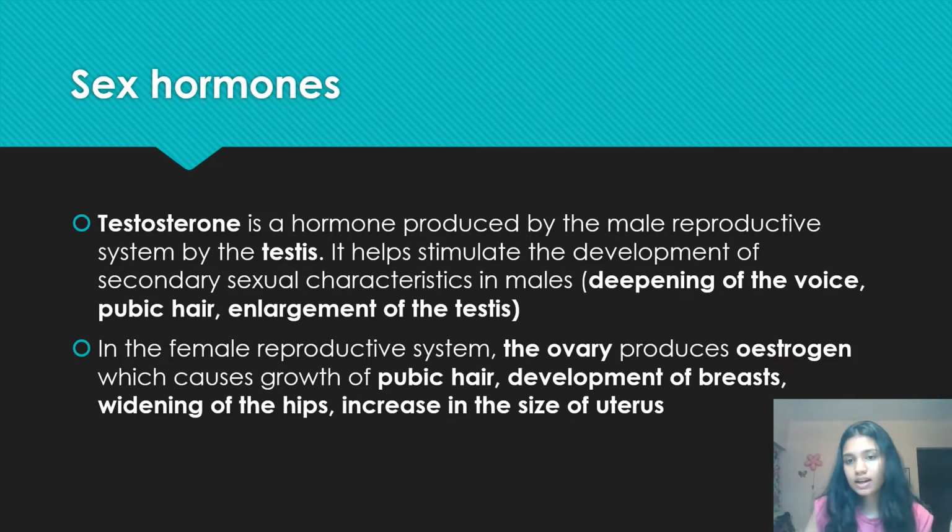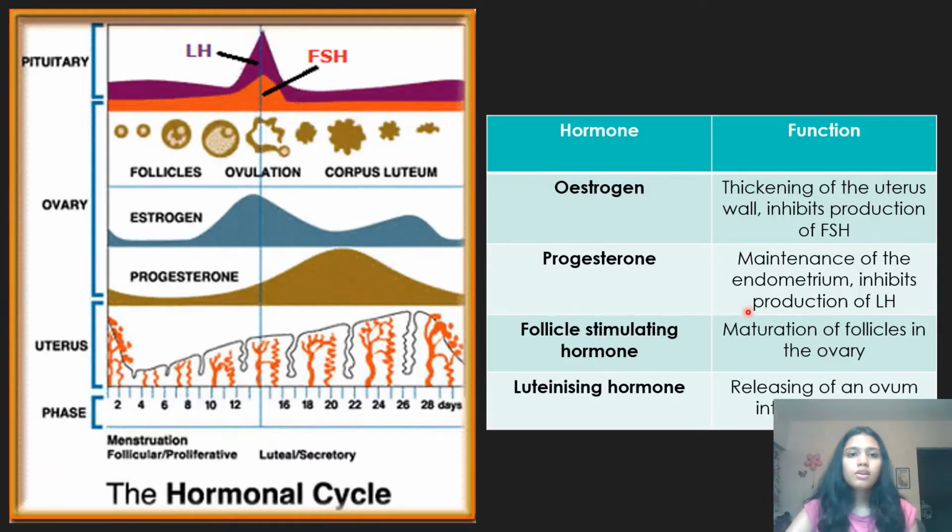And when a word is underlined in the mark scheme, it means that you cannot misspell it. Okay, so it's a keyword. Now we're going to look at the hormonal cycle, the menstrual cycle in females.